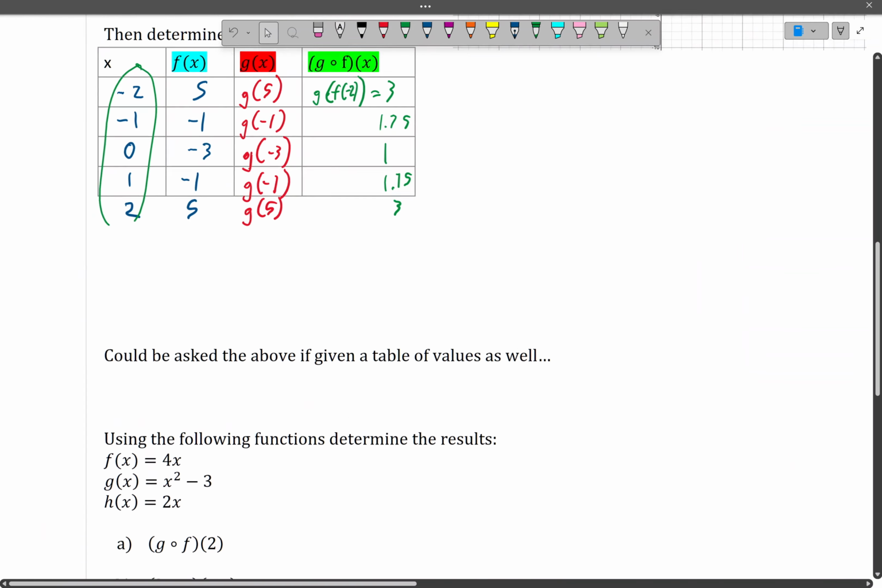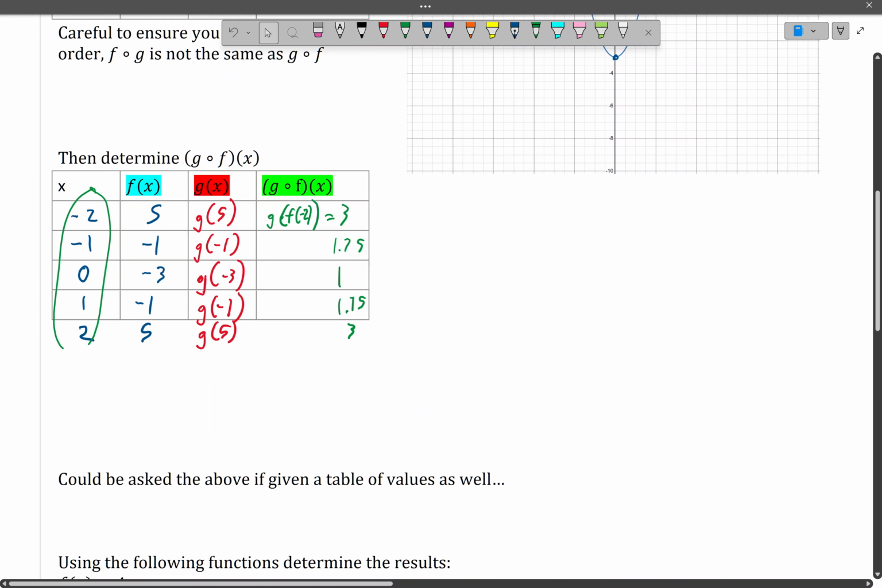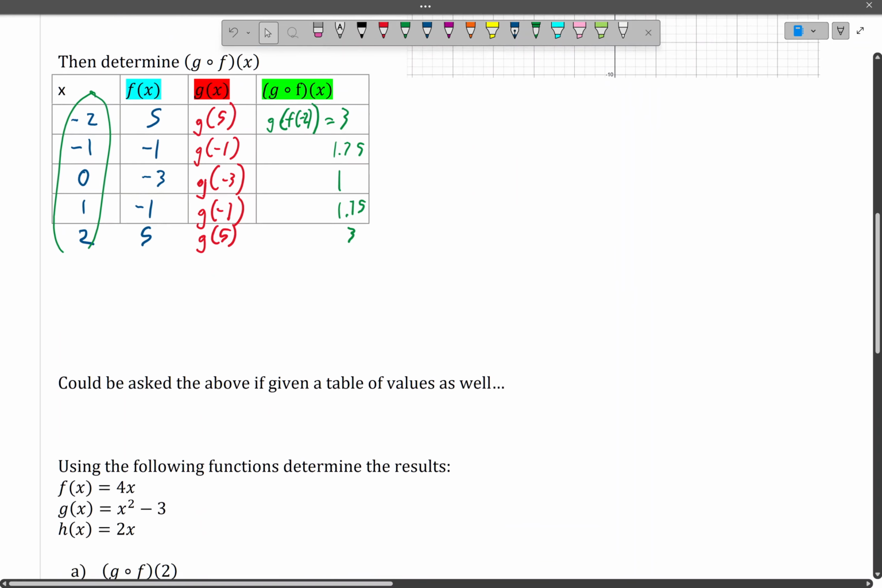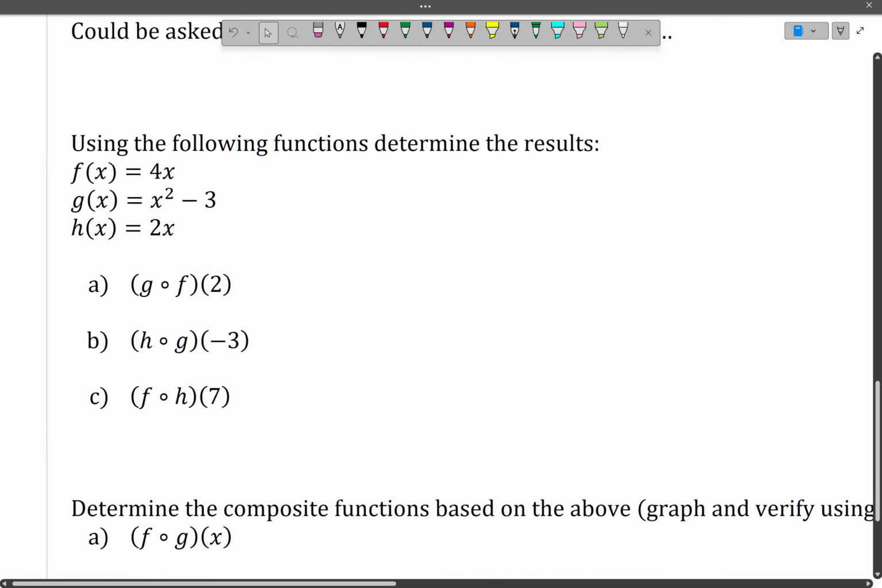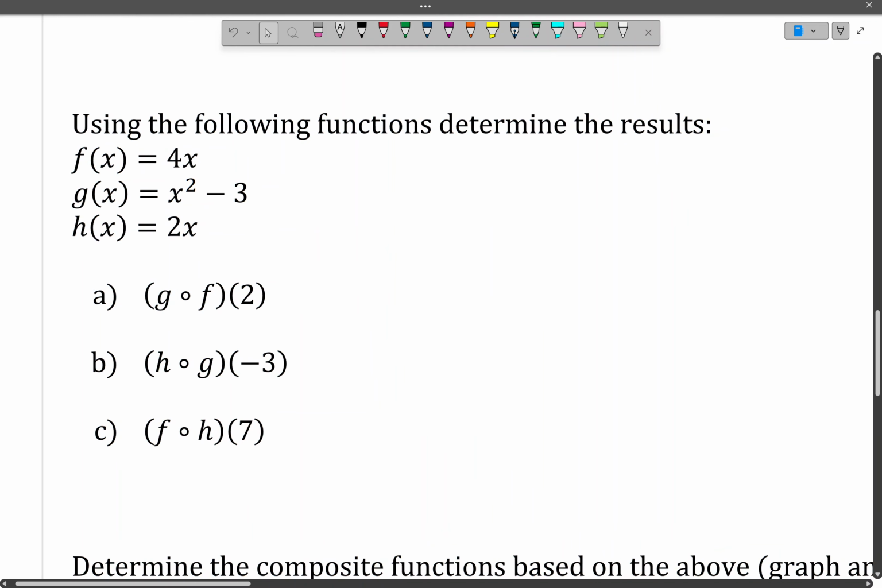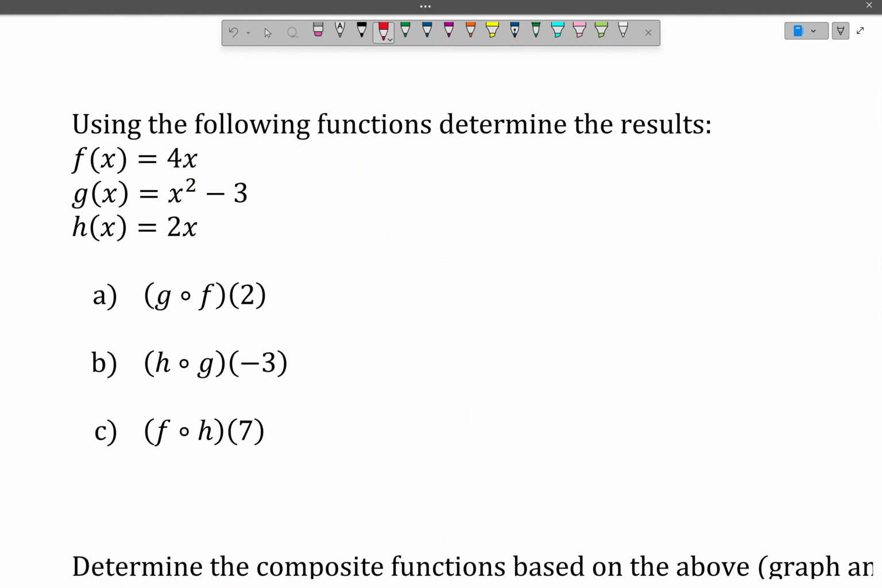Okay, so just by the way, you could be asked to do the exact same thing as the above if you're given a table of values. It's the same process. Okay, so here we have a couple different questions. g of f of 2. So how do we evaluate this?